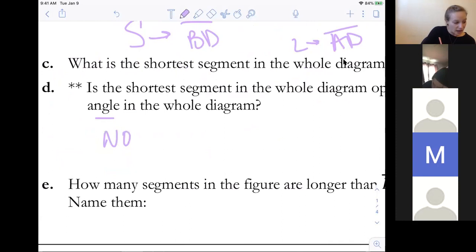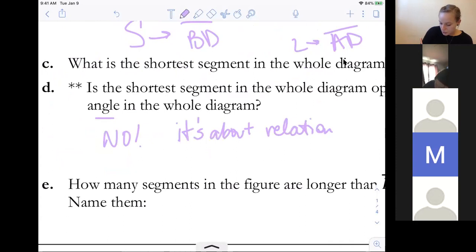So in this case, it's not, no. It's all about the relation. It's about relation to other sides and angles.